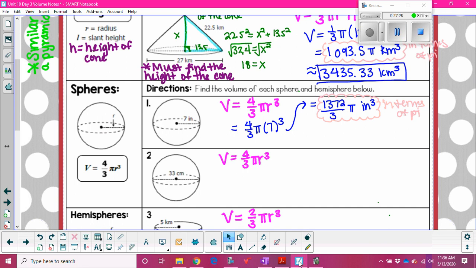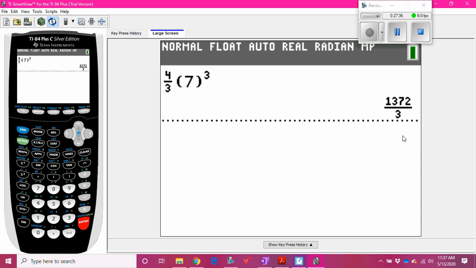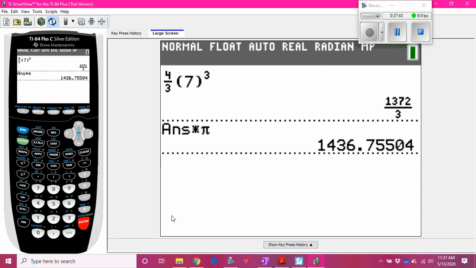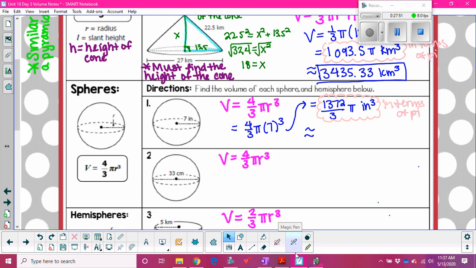Okay, but now we want to get an estimated answer to 2 decimal places. So let's go back to the calculator. I already have this, right? So all I'm going to do is come over here and put times, and then I'm going to select pi and click enter. Okay, so this gave us a decimal. So we have 1,436.76 cubic inches. Okay, I'll pause the video and y'all work number 2 and check back to see if you got it right.